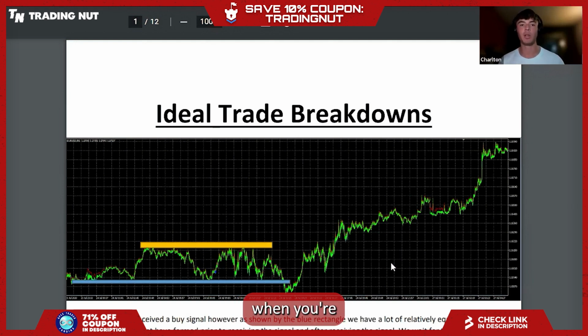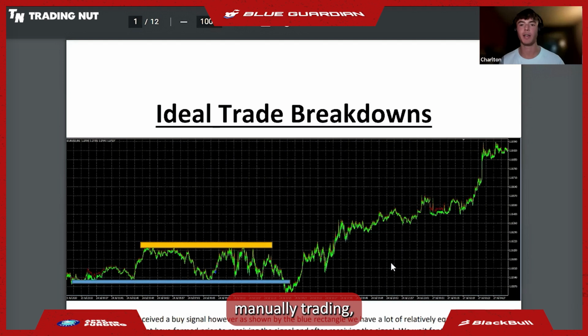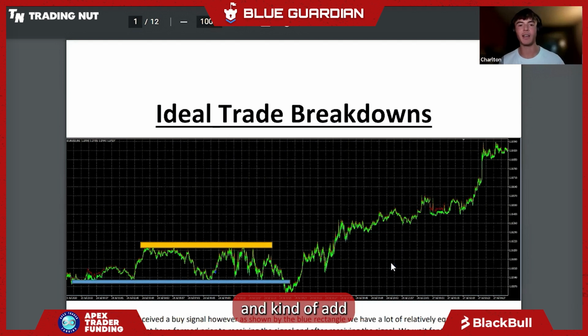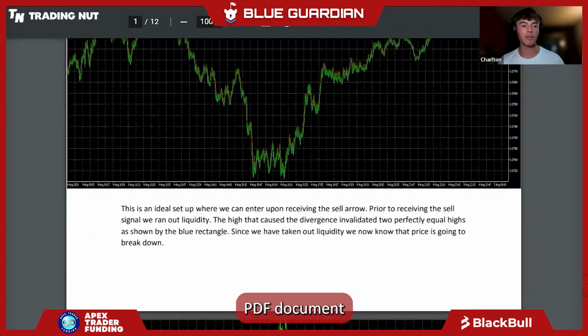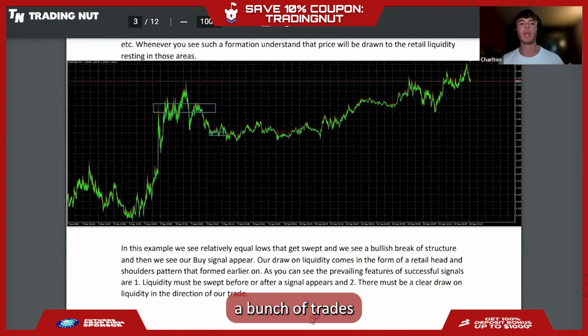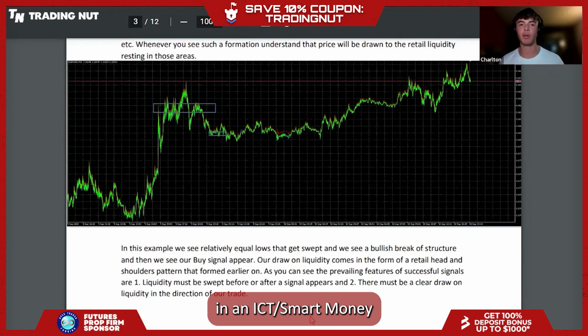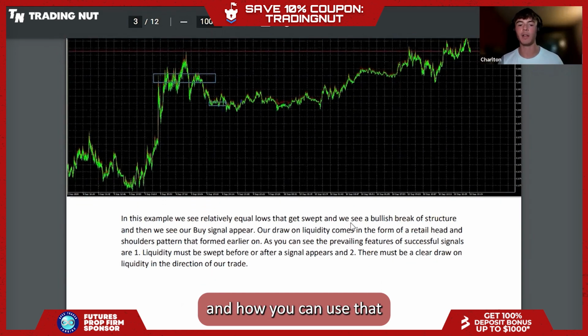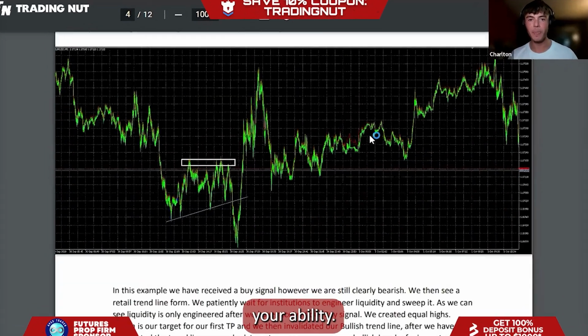Now, this is not relevant when you're using the prop bot, but if you're manually trading, you can use this and kind of add to your strategy or your discretionary trading, since we know that liquidity rests above these equal highs, and we know that price will be drawn there. Now, this whole PDF document pretty much just breaks down a bunch of trades in an ICT/smart money concepts manner, on how you can analyze signals sent by this indicator and how you can use it to trade to the best of your ability.